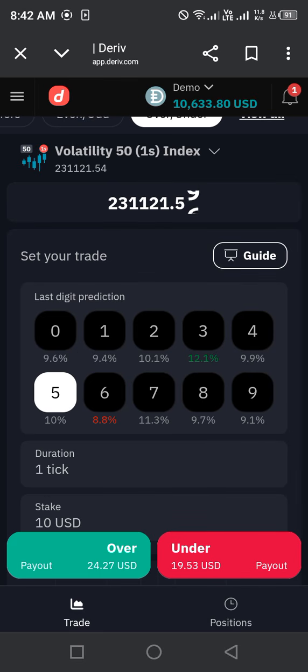Now, for this market, this is how you trade it. Below volatility 51S, you can see there are some changing numbers. That last digit number that is changing is the one that you will use. We will wait for it to turn to 9 and then we press under. I repeat, we will wait for it to turn to 9 or 8 and then we press under. Very quickly, all right?